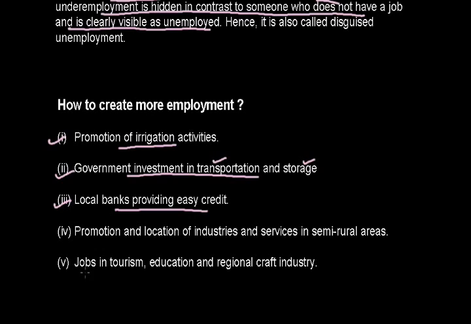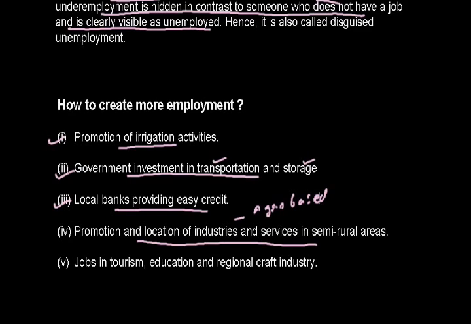The fourth point is promotion and location of industries and services in semi-rural areas, especially industries which are based on agro. The agro-based industries can be developed in the rural areas itself. If the agro-based industries are developed in the rural areas, it will fetch the farmers better prices for their products. And in the industries, there will be generation of employment also.